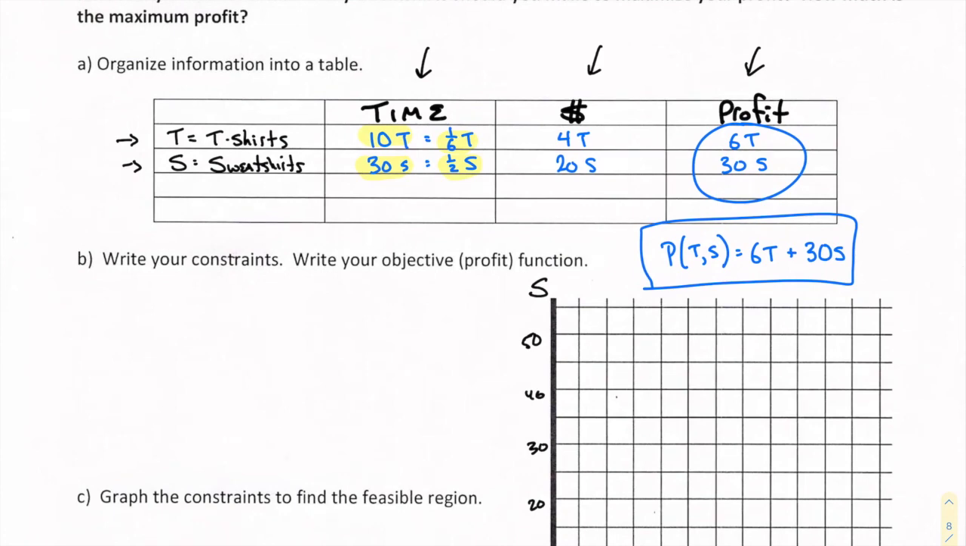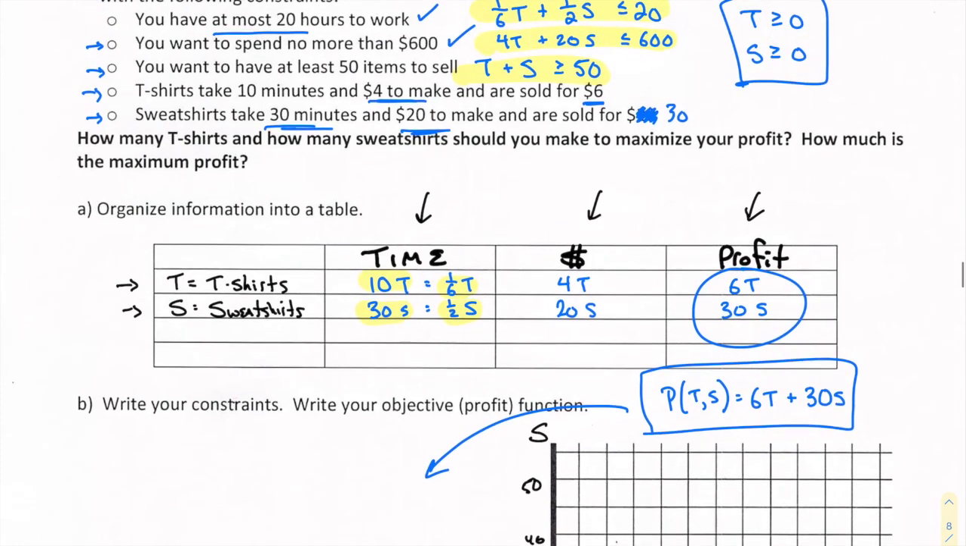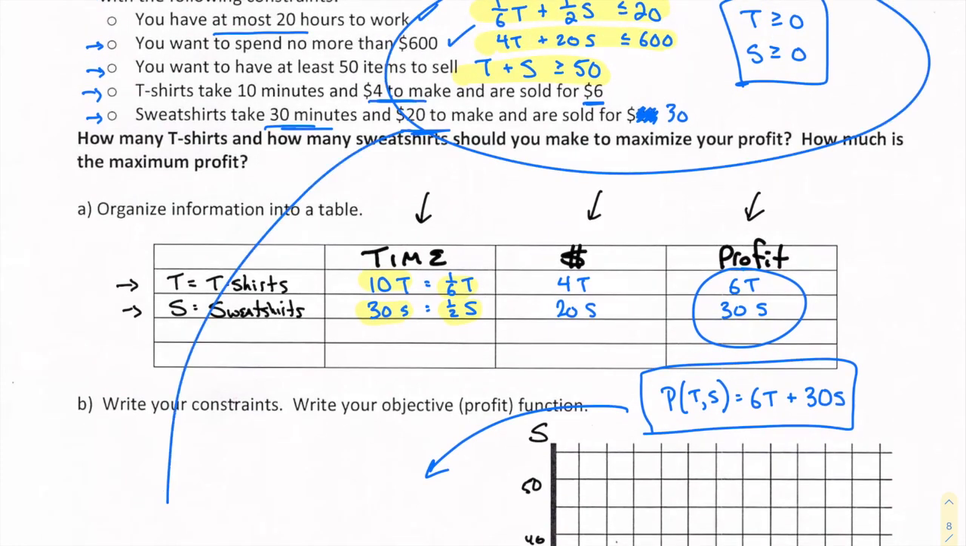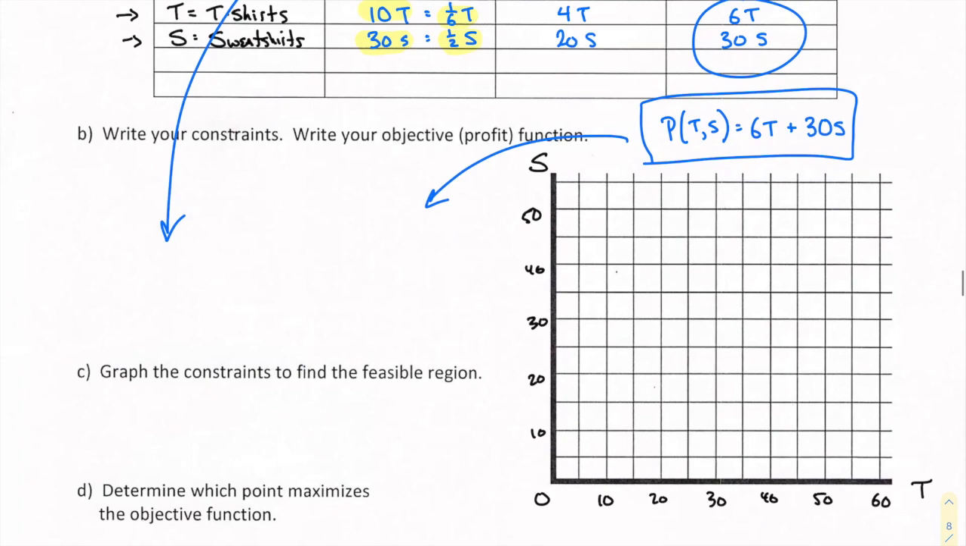Write your constraints, write your objective profit function. So the profit function we've already done. The constraints are highlighted here at the top. So to save some time, I'm not going to rewrite them, and it's going to get a little messy if I start doing all of that. So those are your constraints and your objective or profit function.